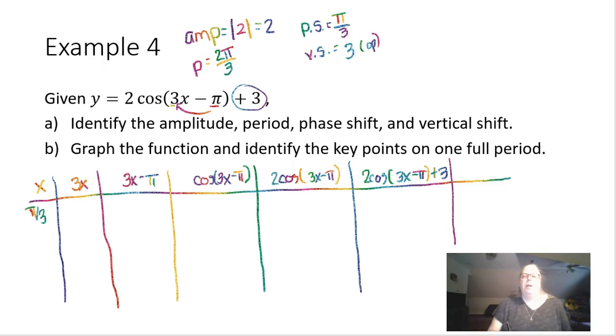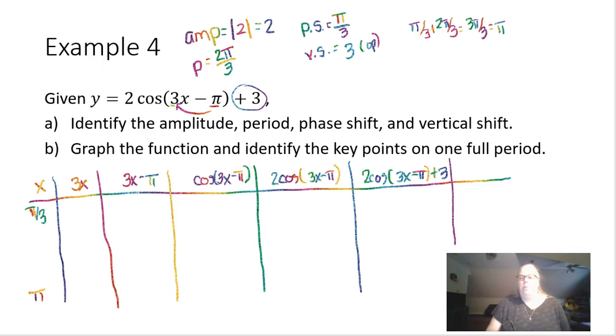And then 1 full period is 2 pi over 3. So 1 full period would be pi over 3 plus 2 pi over 3. That's going to give me 3 pi over 3, which reduces to pi. That means we're going to finish at pi. Okay.